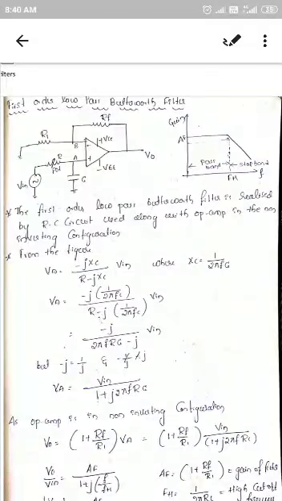Friends, in the previous class we discussed the introduction to filters, the advantages and disadvantages of filters, the difference between active and passive filters, and the frequency response characteristics of filters. In this session we will discuss in detail the first order low pass Butterworth filter, with its equivalent circuit and frequency response characteristics, and we will derive the expression for the gain of the first order low pass Butterworth filter.